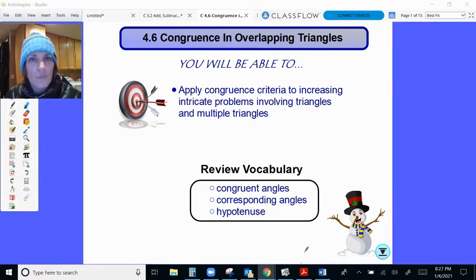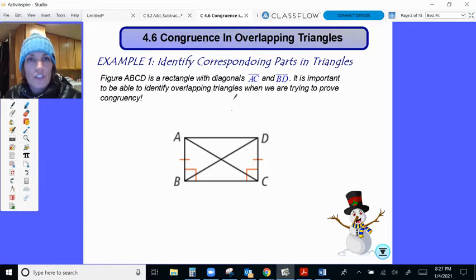Hello, everybody. Welcome back. We are going to begin 4.6. This is congruence and overlapping triangles. And today we're just going to be focusing on recognizing overlapping triangles and being able to identify congruent parts in those triangles. Okay. So first of all, looking here, identifying parts of congruent triangles.